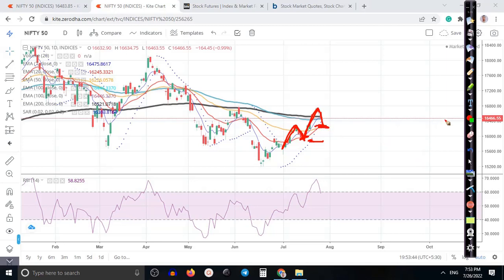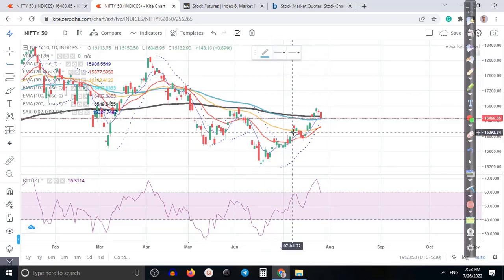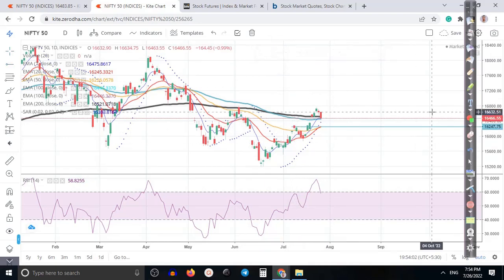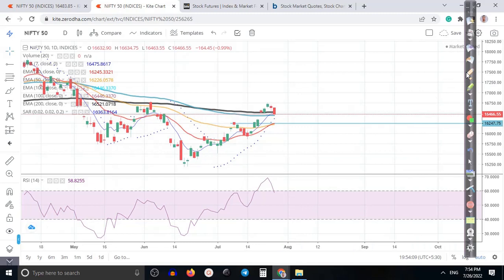So what is the level? We'll discuss later. Let me first draw a supporting line by connecting this swing point. Let me draw. Okay, so here you can see this one swing point. I'd like to connect this swing point. Let me zoom a little bit. Okay, now I connect this point.